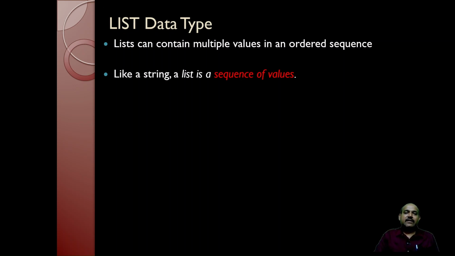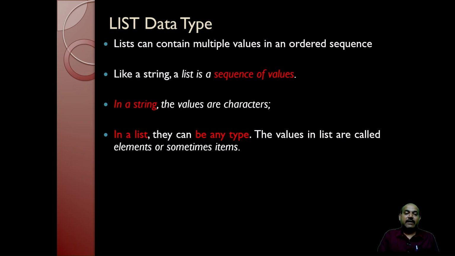Like a string, list is also a sequence of values. However, in a string, the values are characters, whereas in a list, they can be any type. So the data type can be anything in the list, whereas in string, it is only the characters. Each value in the list is called an element, or it is also called an item.